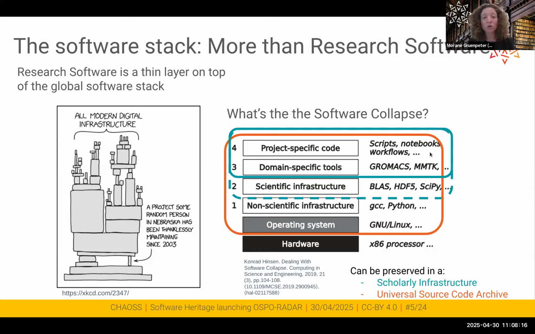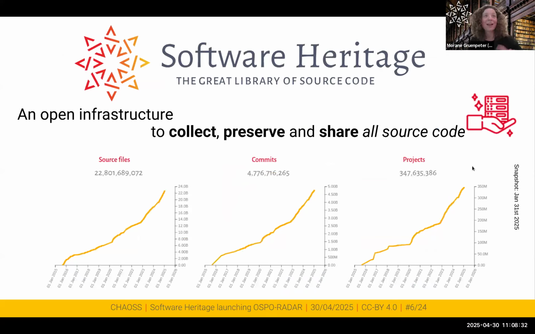Some of these parts we can archive in scholarly repositories, but other parts are not things that we want or can archive in scholarly infrastructure. So we need this universal source code archive. And this is when I tell you, meet Software Heritage.